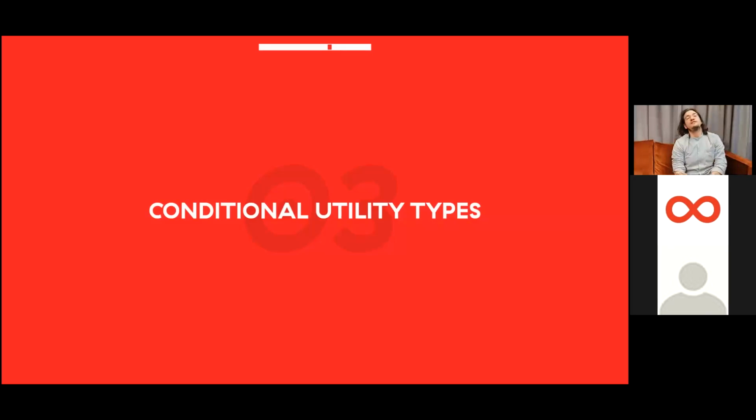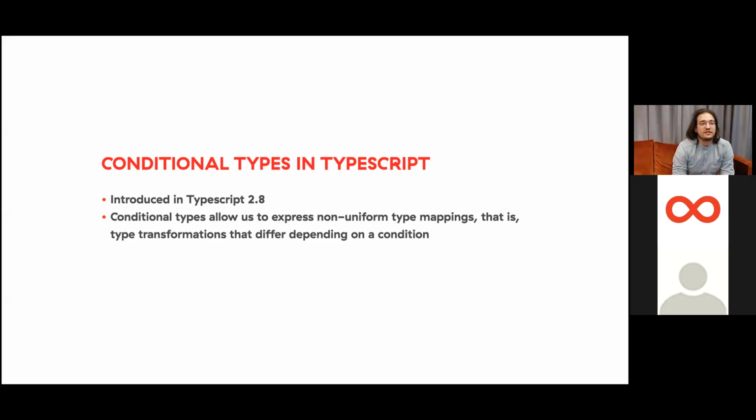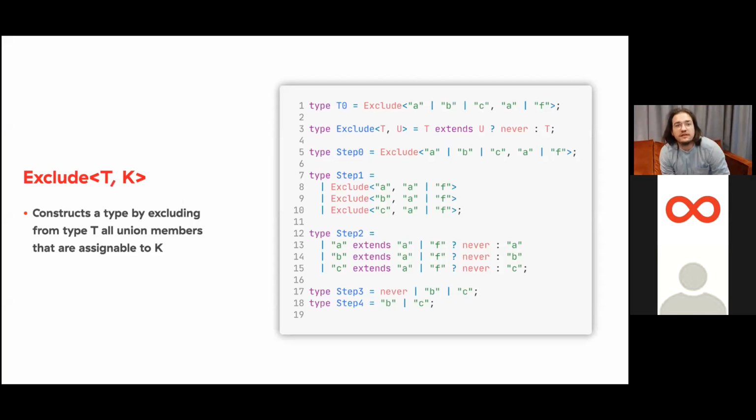Okay, so next up, we have conditional utility types. They were introduced in TypeScript 2.8, and they basically allow us to express non-uniform type mappings, that is, type transformations that differ depending on a condition. So this is a lot of mumbo jumbo, so let's get into it.